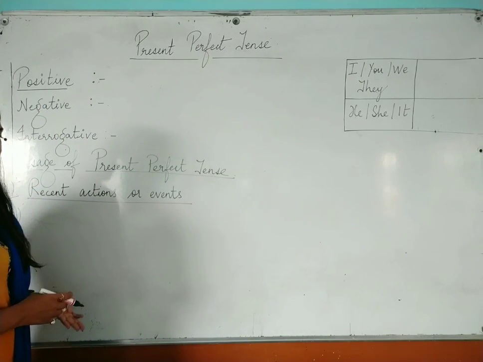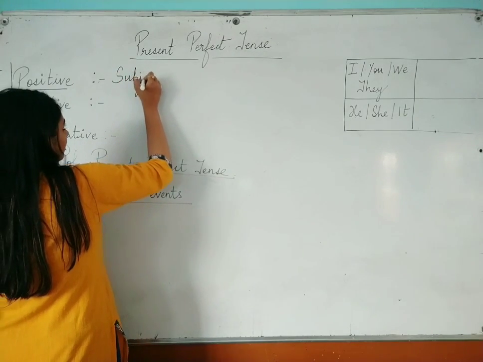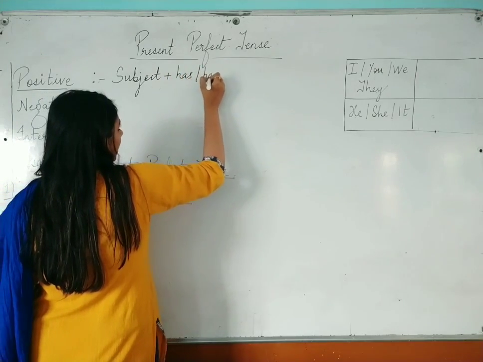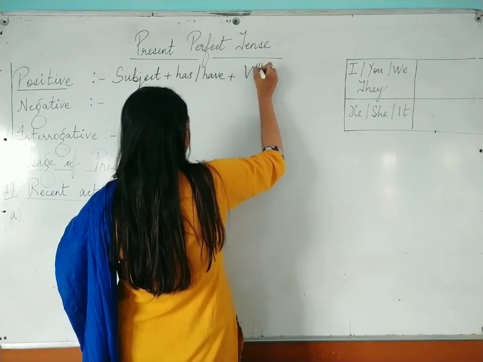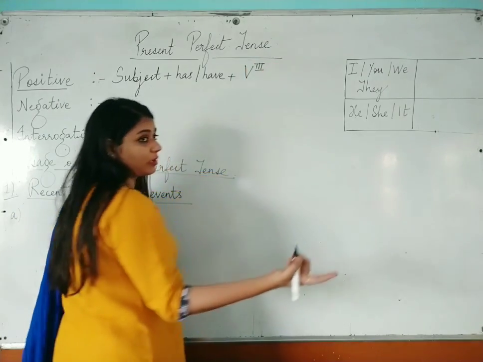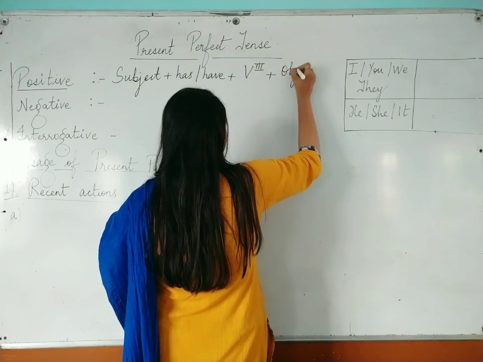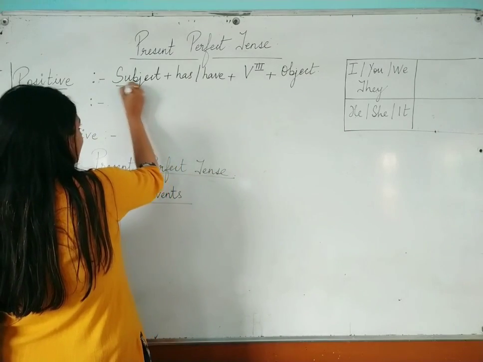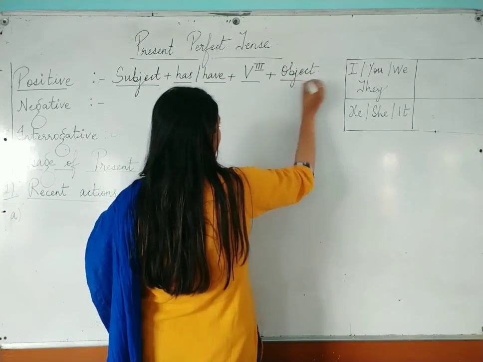The structure is subject plus has, have plus verb third form, that is also called past participle, plus object. Okay, so the structure is subject plus has or have plus verb third form plus object.